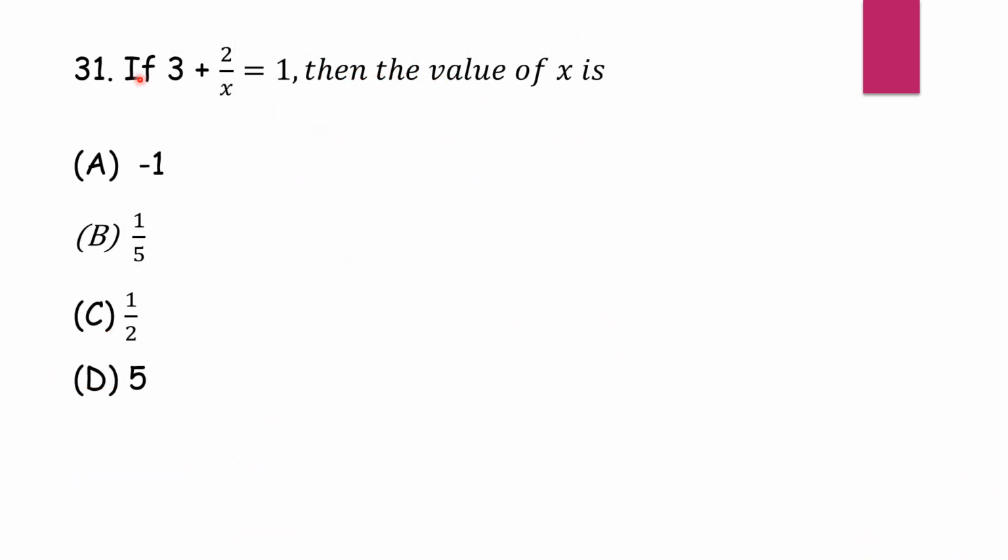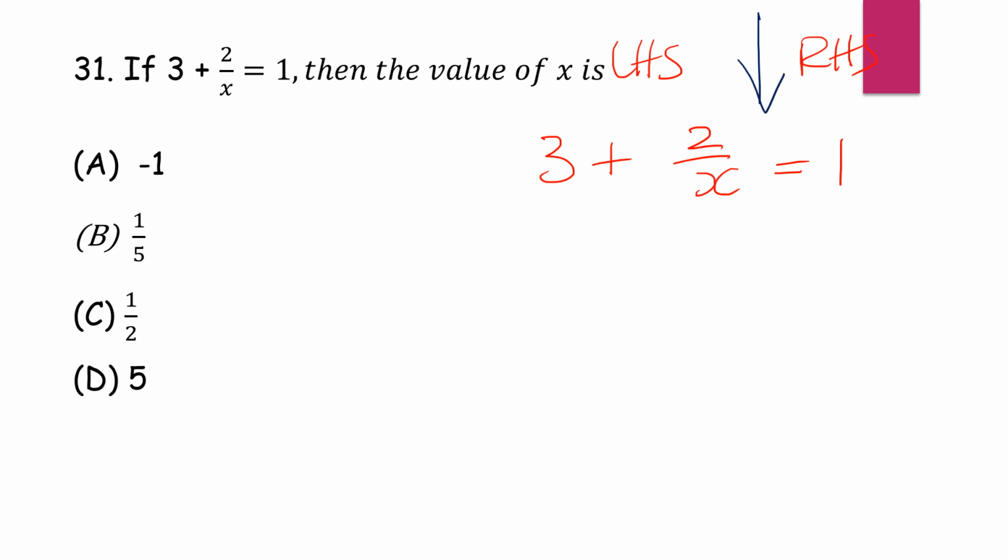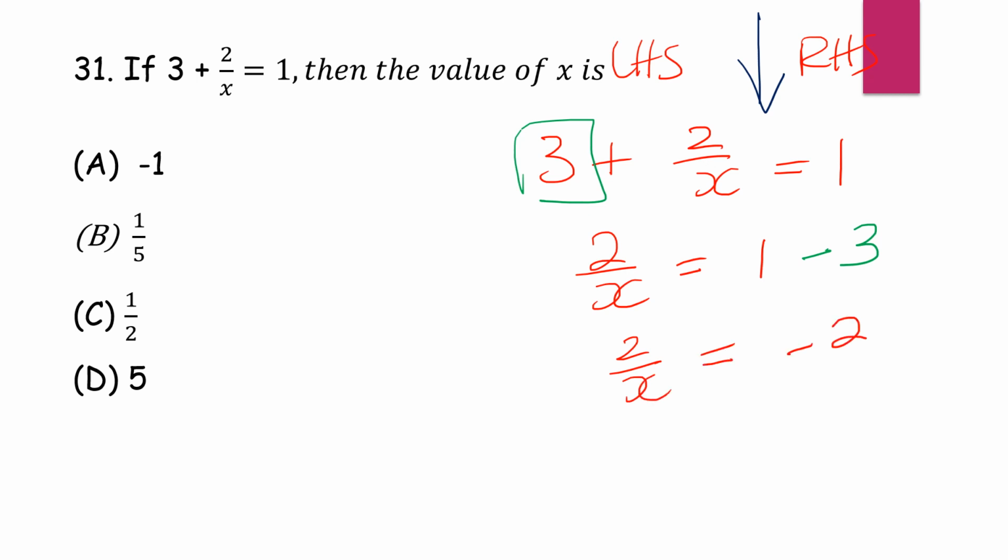Question 31. If 3 plus 2 over x is equal to 1, then the value of x is? So 3 plus 2 over x is equal to 1. Again, left-hand side, right-hand side of the equal sign. So I'm going to leave the x term on the left, so that will be the 2 over x. Leave 1 on the right, but I have to move this 3, and it's positive. So when I carry it over, it's going to become a minus 3. So 2 over x is equal to 1 minus 3, which is negative 2.